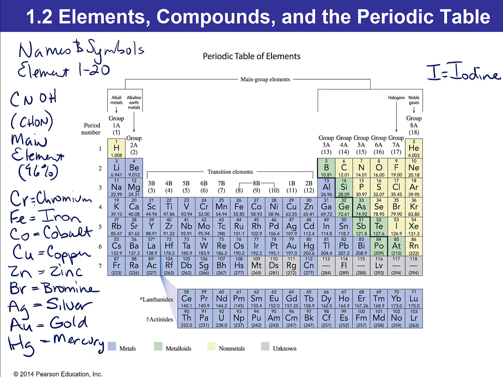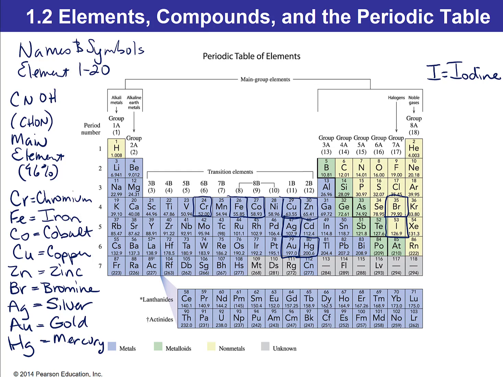So I have chromium, which is Cr, number 24. Iron going along, which is 26. Cobalt, Co. Copper is Cu. Zinc is Zn. All the way over, bromine is Br. Silver is Ag. Gold is Au. Mercury is Hg. Okay, so those ones added into the list, and the last one is iodine. We will talk about these other ones other than the first 20.